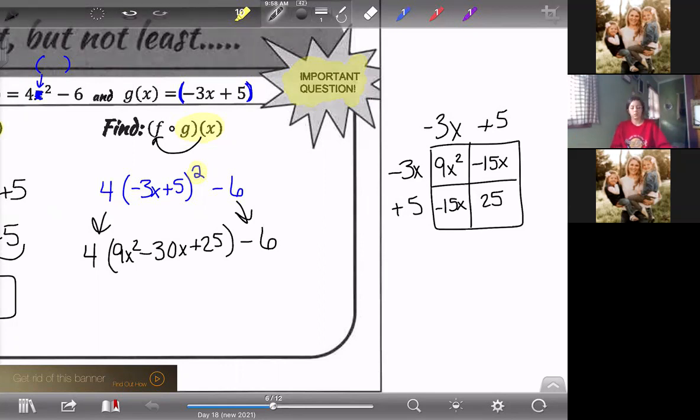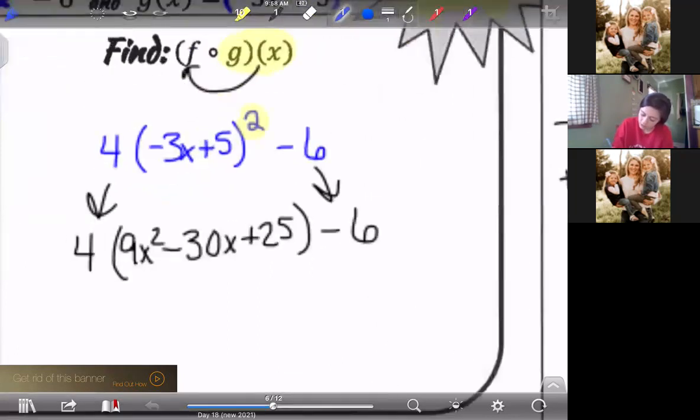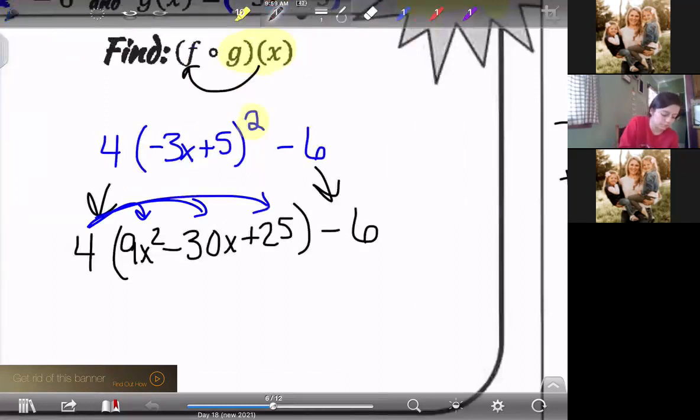Anybody know what we're going to do next? Distribute. So we've got to distribute that 4 before we are allowed to combine like terms. So we're going to distribute the 4 to all 3 terms inside our parentheses. The minus 6 will get brought down.